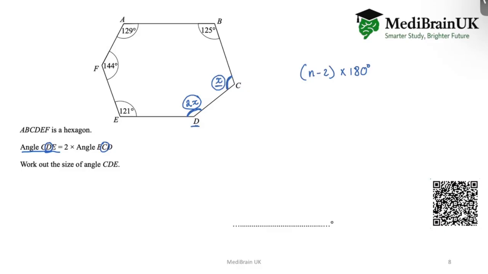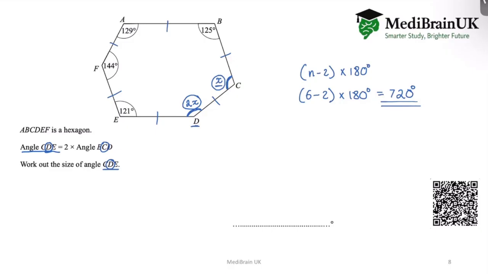So what do we need to know? We want to work out the size of angle D. Okay, so let's work this out. We know n minus 2 multiplied by 180 degrees gives you the sum of all the angles in the shape. How many sides do we have? 1, 2, 3, 4, 5, 6. We have 6 sides in this shape. So we're going to do 6 minus 2 multiplied by 180 degrees, and that's going to get you an answer of 720 degrees. That's what all the angles in this hexagon add up to.